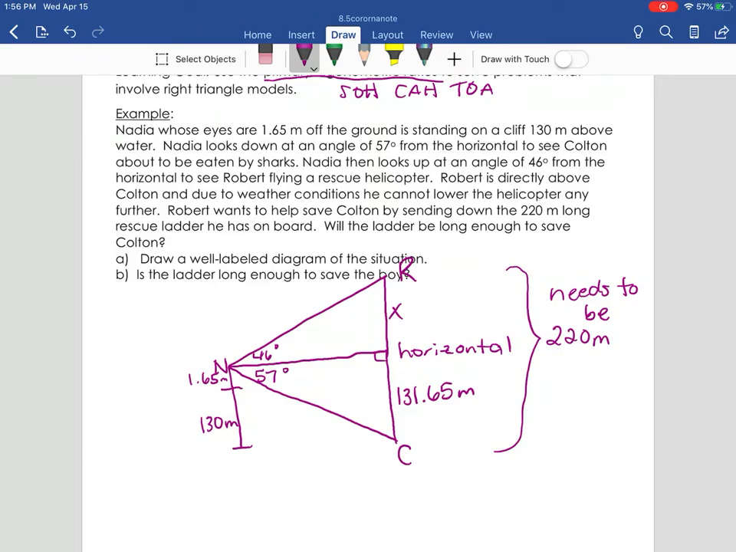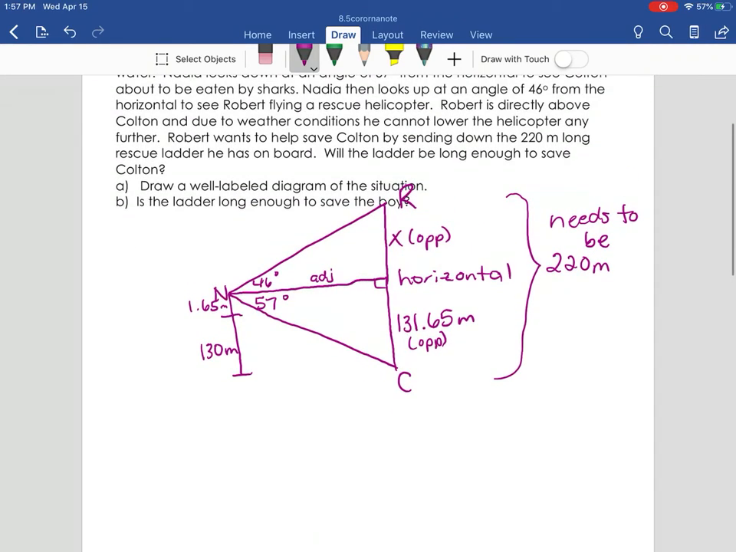Okay, so in order to get that from the triangle, we have the 46 degree angle, and this X side is opposite to 46, but then we would need the adjacent side, which we don't have. That's why these problems are double triangle ones. We have the opposite side to 57 here. We have the angle 57, which means we can solve for the adjacent side and then use that information to solve for X.